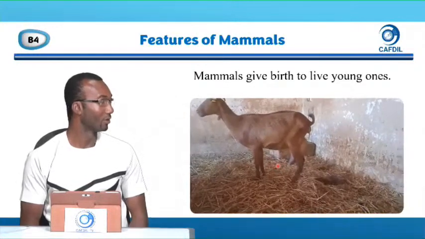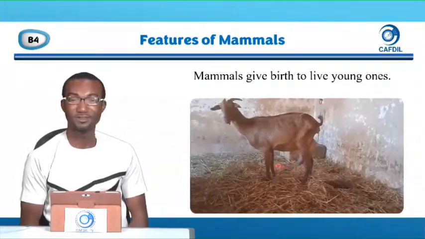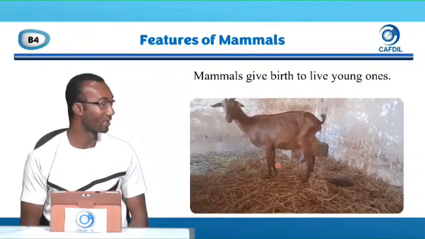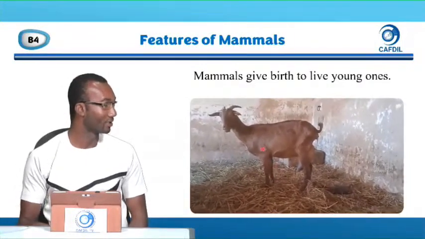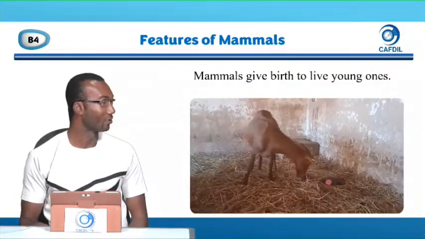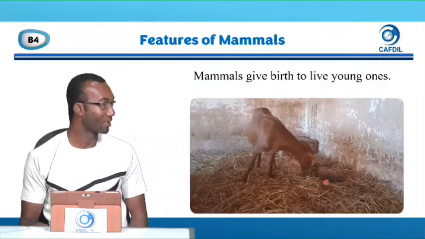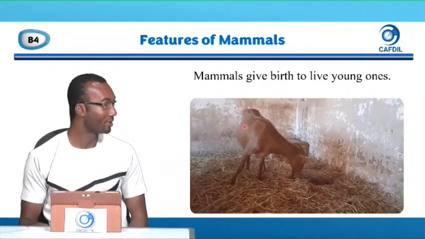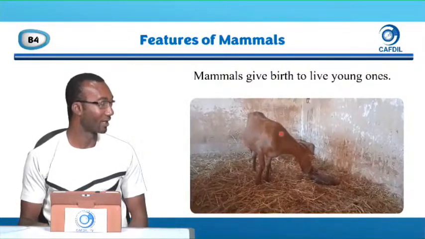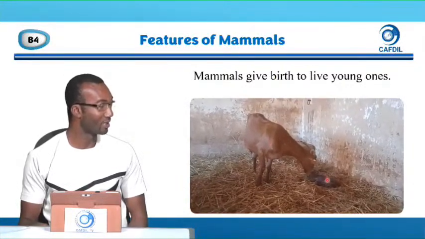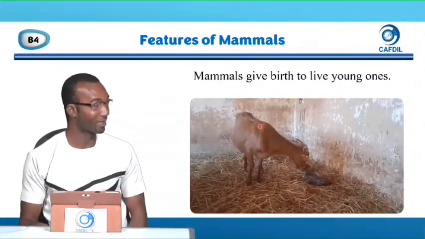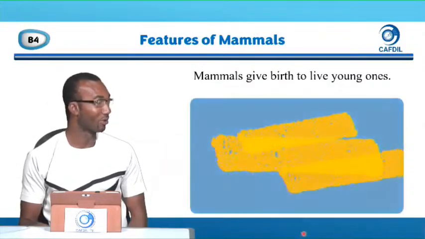Good. So the goat has given birth. So mammals give birth to live young ones. The young goat is not dead. You see the young goat here moving. It is not dead. They develop inside the belly of the female adult animal, and after some days or weeks or months they come out, and the coming out of the belly is what we call giving birth.